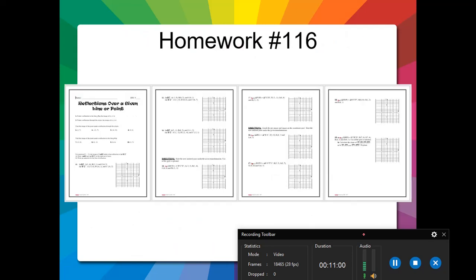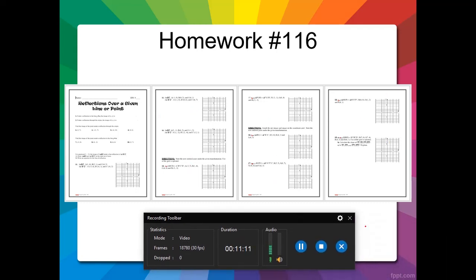This will be homework number 116. There should be 4 pages. Starts with reflection over a given line or point. You might want to just make sure you have the correct pages. I know that there's been a little bit of overlap. If you would rather me send you an electronic copy every day, something new and fresh, because it's all jumbled, then you just send me an email and I will do that.